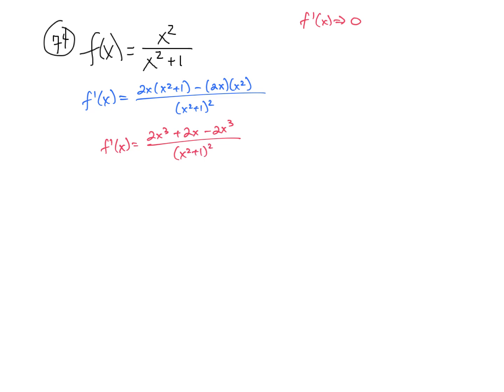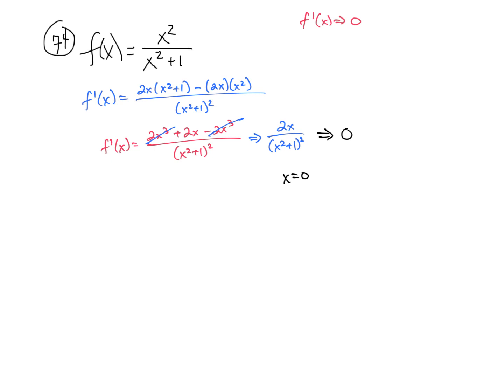Does anything happen? The 2x cubed cancel. Love that. So what are we left with? 2x over the bottom. Good. And what am I going to do with that f prime? I'm going to set that equal to 0. When I set that equal to 0, what x value tells me that's going to be 0? It's not a trick question. X is equal to 0. It's really 2x is equal to 0, right? The bottom isn't going to matter. So 2x equals 0, x equals 0.